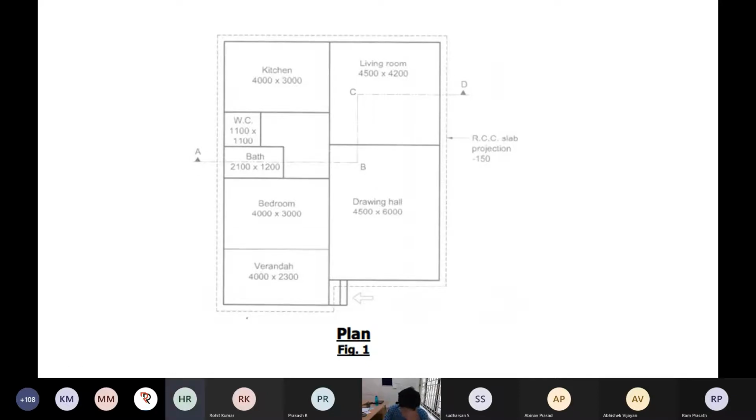So what is this empty area near the bathroom? What is this empty area? Empty area, vacant space. This one now? Yes, sir.